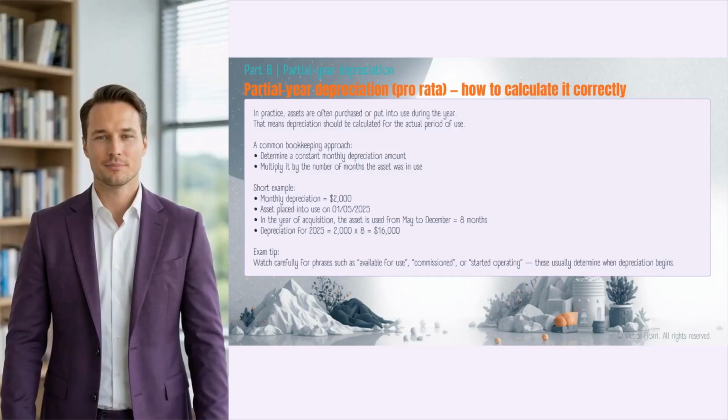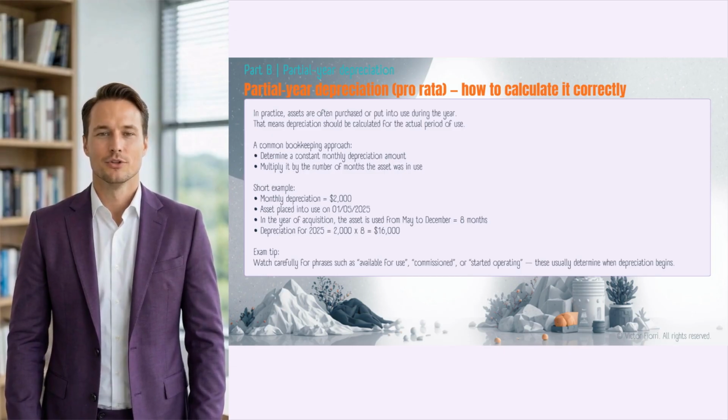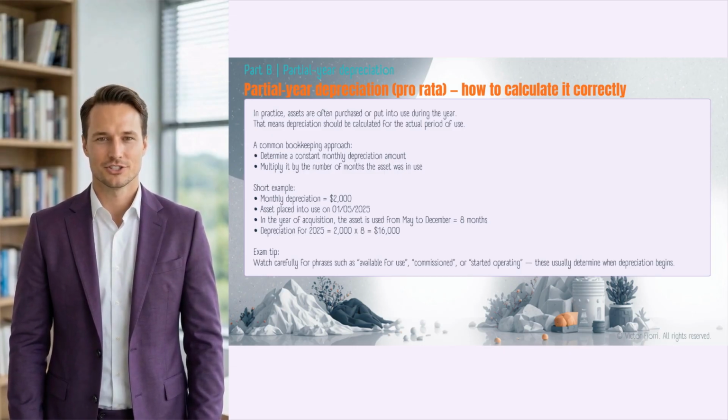In practice, assets are often purchased or put into use during the year, so we need partial year depreciation, also called pro rata depreciation. The idea is simple. We calculate depreciation only for the actual period of use. A common bookkeeping approach is to determine a constant monthly depreciation amount and multiply it by the number of months the asset was in use during the year.